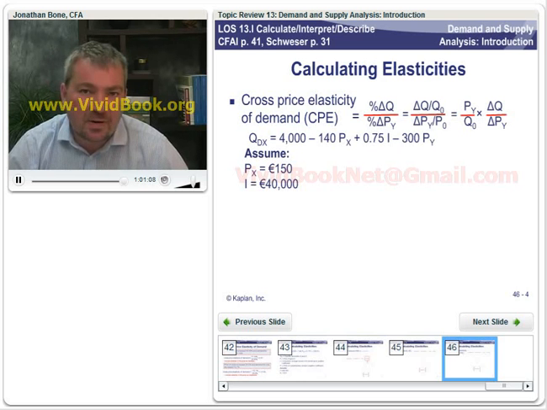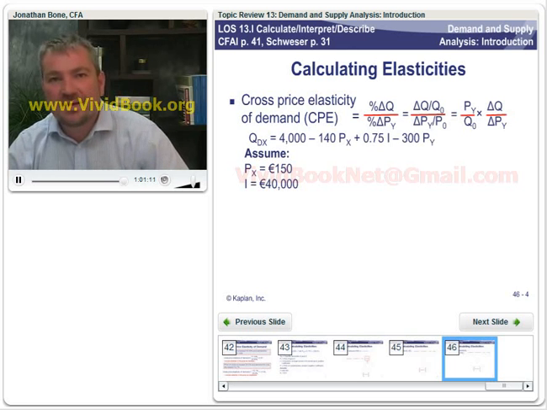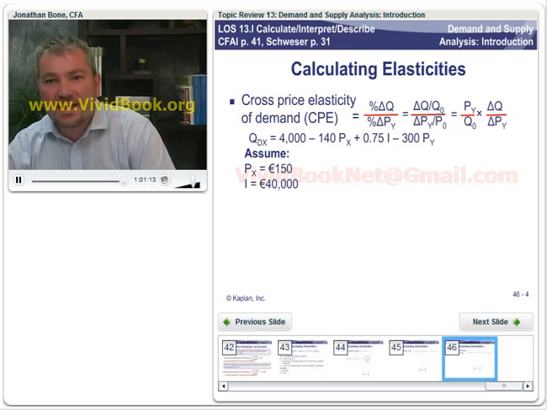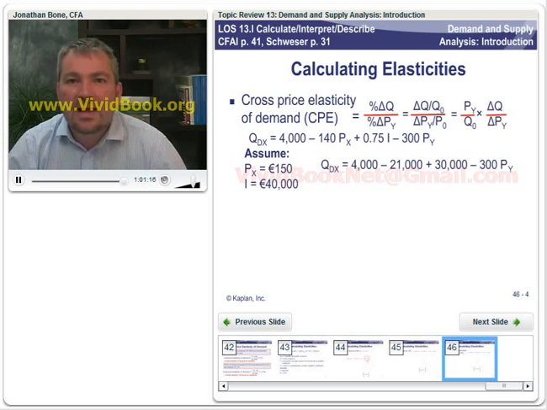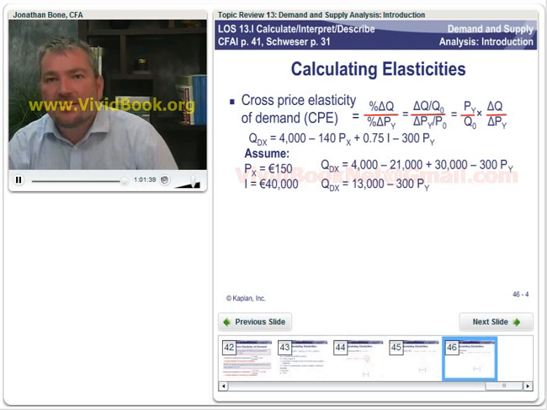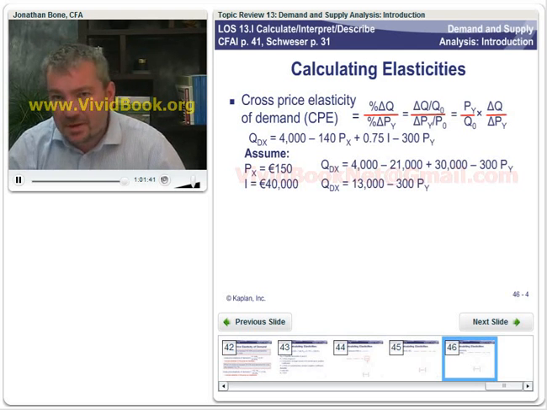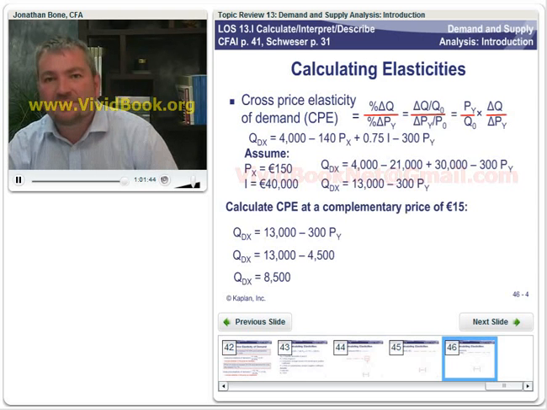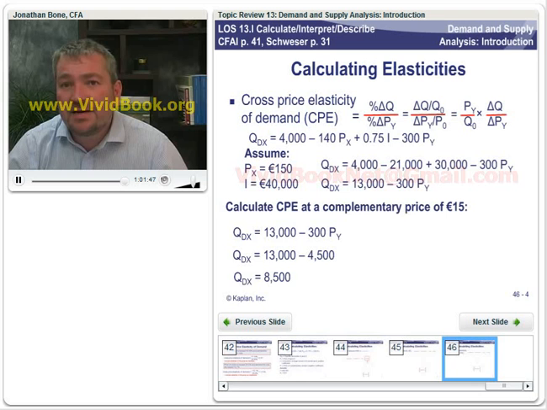So if we know the price of our product X and the income level, 40,000, first of all, let's expand out our equation. So we get 4,000 minus 150 times minus 140, minus 21,000. The income level, 40,000 times 0.75, 30,000. So 4,000 minus 21,000 plus 30,000 minus 300 PY. Let's summarize that down, and we're going to get 13,000 minus 300 PY.